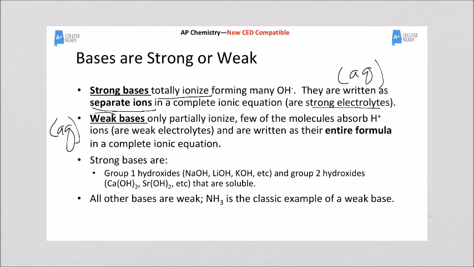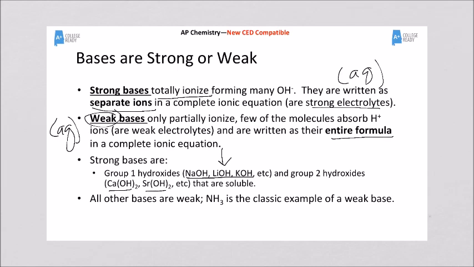However, the term weak for bases means the same thing as it did for acids. Very few of their molecules can take in H+. So we need to write their entire formula in our complete ionic equation and our net ionic equation. Some very common examples of strong bases are sodium hydroxide, lithium hydroxide, and potassium hydroxide. And then occasionally we will see a couple of the group 2 hydroxides. This is the most common group. So if I see any of these in a reaction, I'm going to split those into separate ions because they're extremely soluble, meaning they split into ions.